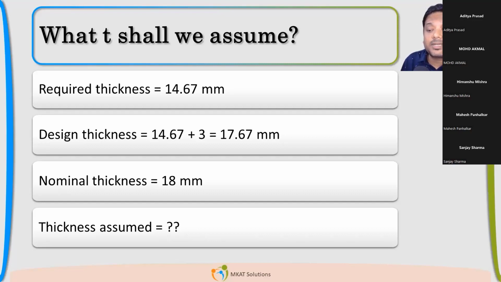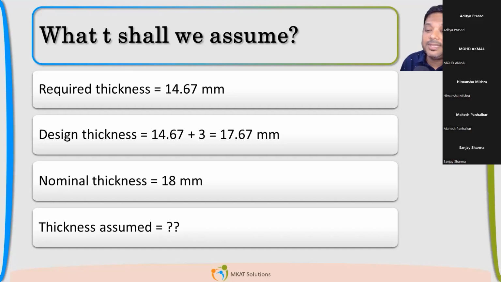So if this is the thickness I need for design, I take a nominal plate, because we won't be getting all the thicknesses in the market. We get some standard plate thicknesses. So in this case, I got an 18 mm plate, and that we call the nominal thickness.